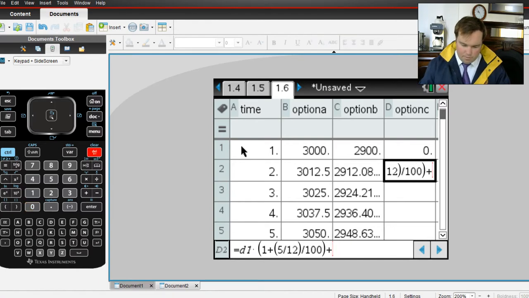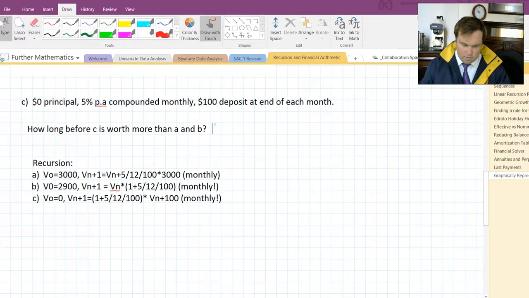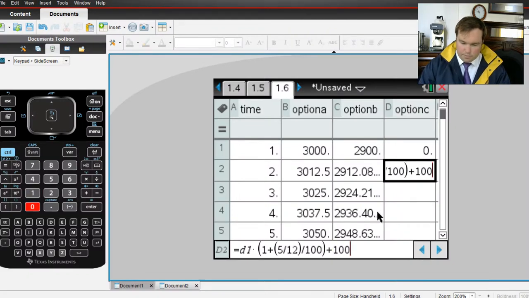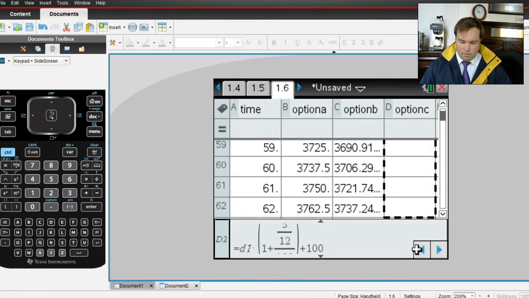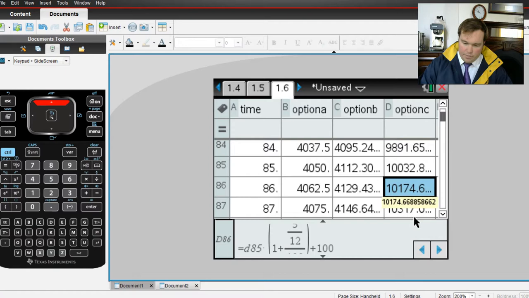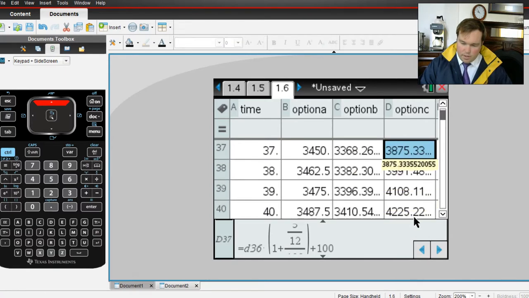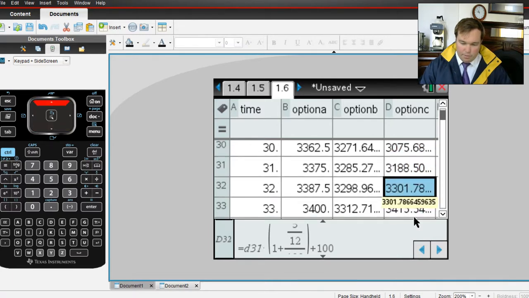Was it 100? $100. So at the end of the month, we have $100 in the account. That's because it's gone up by 5% of 0, or percentage of 0, and let's drag it down. Alright, so it overtakes the others really quite quickly, this option. It is higher than both of them by, not there yet, there, 33 months.